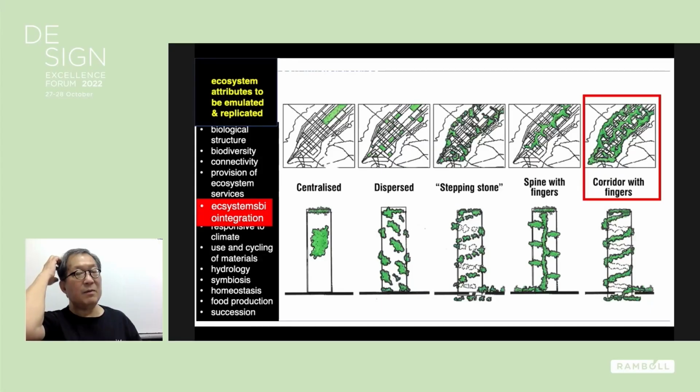To revisit what we showed earlier on, these are different ways we could green the city. The patchy relationship is the first one. The second one is the series of spotty relationships. Third is the stepping stone. Fourth is the tree concept. And the fifth is the spiral interconnected city, or the corridor with fingers, which is the ideal pattern we should try and adopt as much as possible.